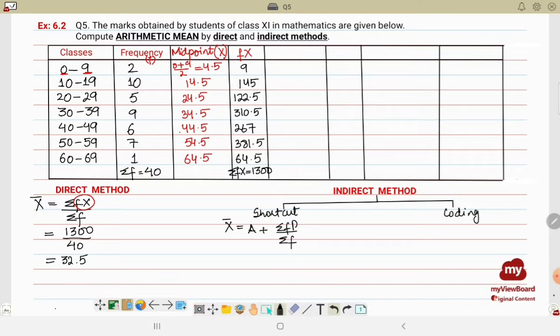f is already there, sigma f is already there, but d is missing. So we are going to write down the formula for d. अब d यहाँ पे क्या है, d is equal to, let's say if I write over here, d is equal to x minus a. You see x is there, the midpoint column.